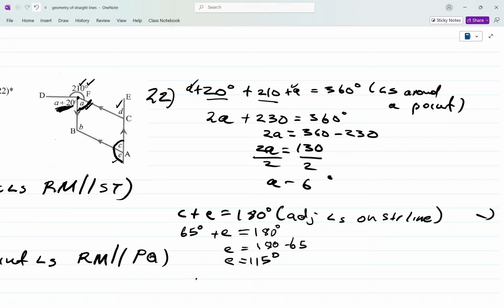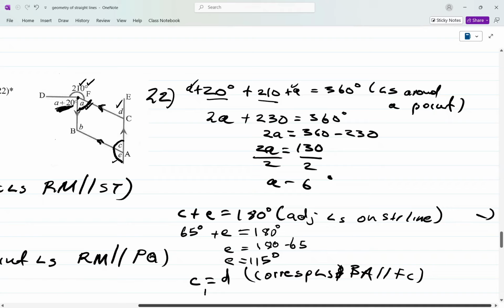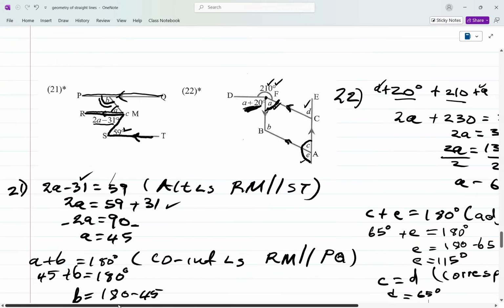Lastly, I'm going to say C is the same as D because of corresponding angles. And then after saying corresponding angles, you need to tell me that BA is parallel to FC. This line here is parallel to that one. Therefore, the value of D will be 65 also. So yeah, that's it about geometry of straight lines for grade 8 and grade 9.